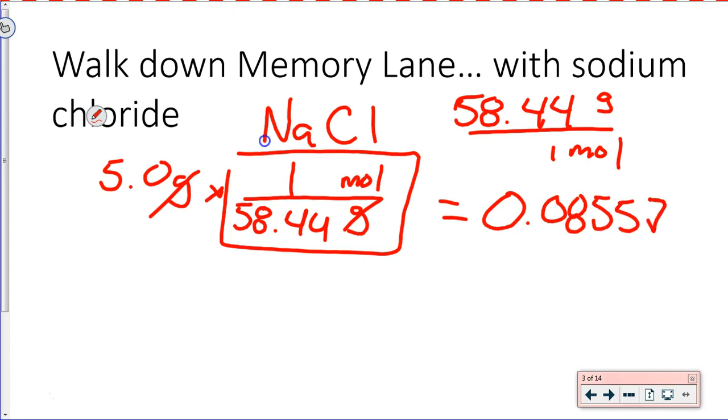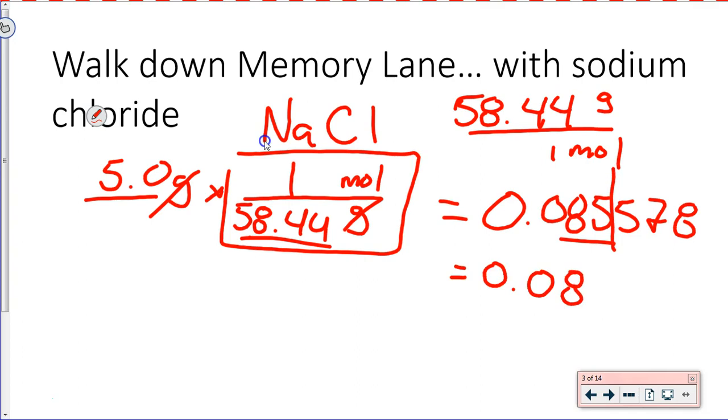0.0855578. A lot of 5s just for Rainier. And again, we take a look at significant digits. We have 2 here. We have 4 here. It's going to count out at 2. We round, so our answer here would be 0.086 mole.